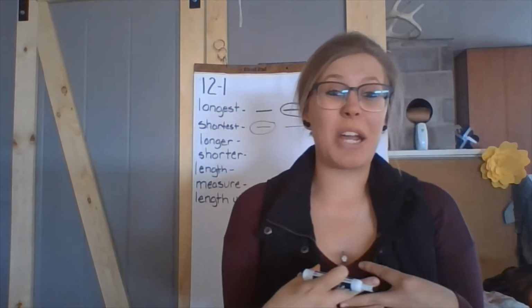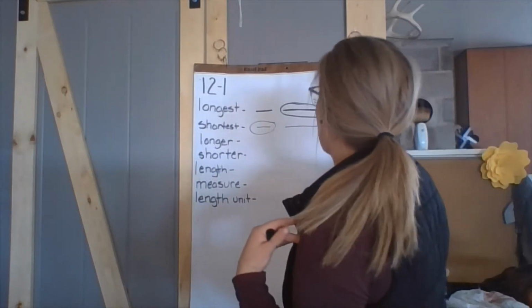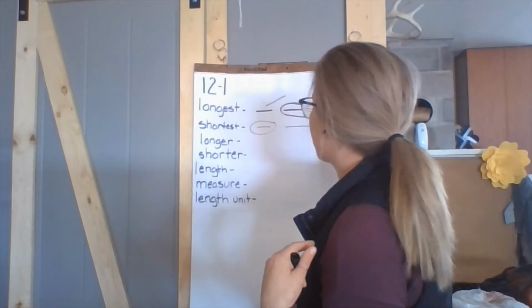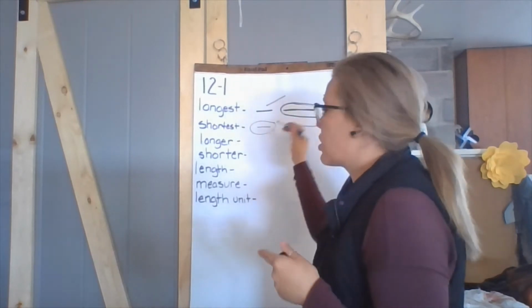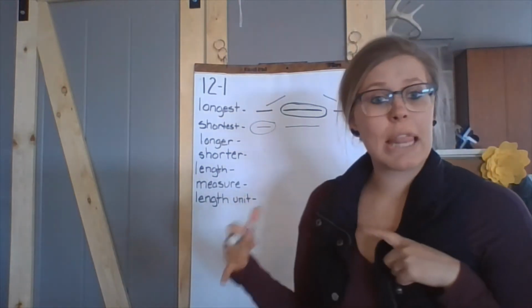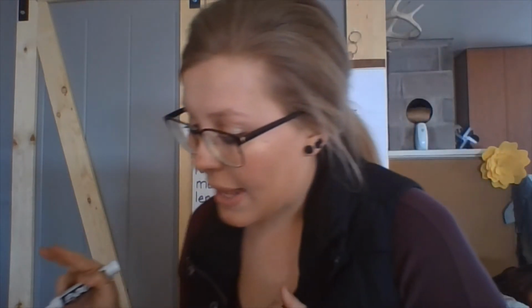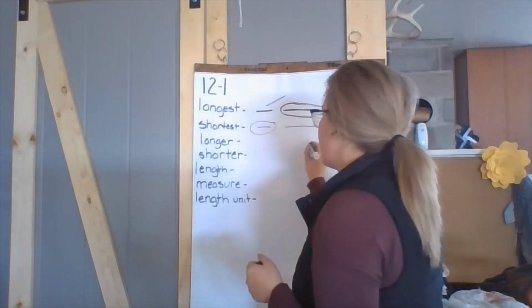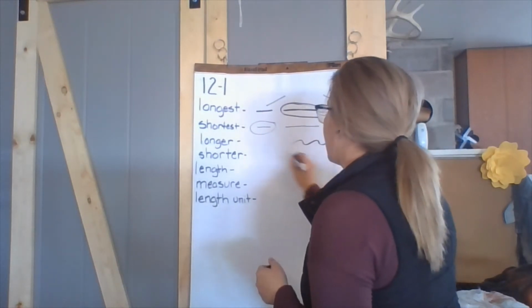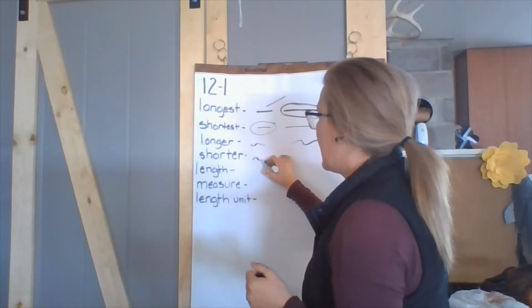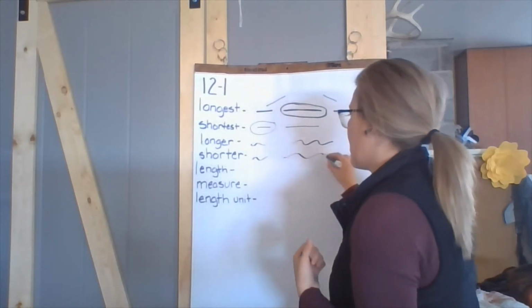Okay? So, longest and longer just means, well, longest is the biggest. So if you're comparing more than one thing, so if you have all of these different lines here, shortest would be the smallest out of everything that you're comparing. So when you're looking at longer, like if you're looking at two different shapes, you could say this squiggly line is longer than that one, or this squiggly line is shorter than this one.